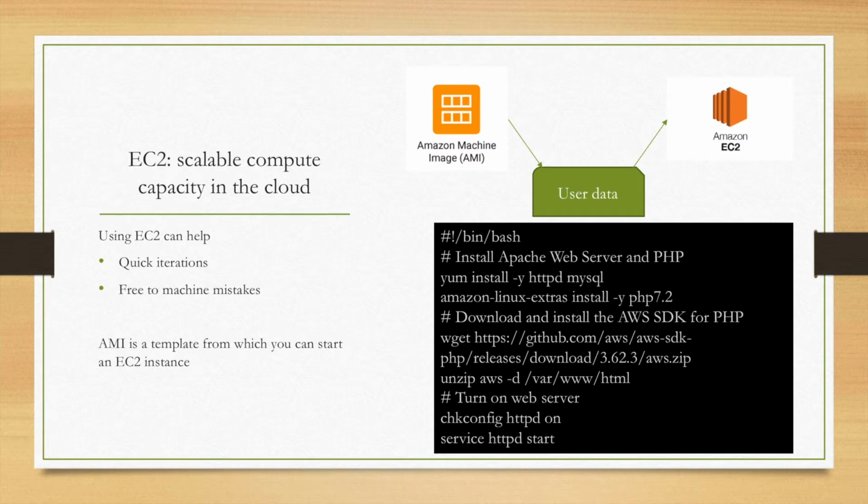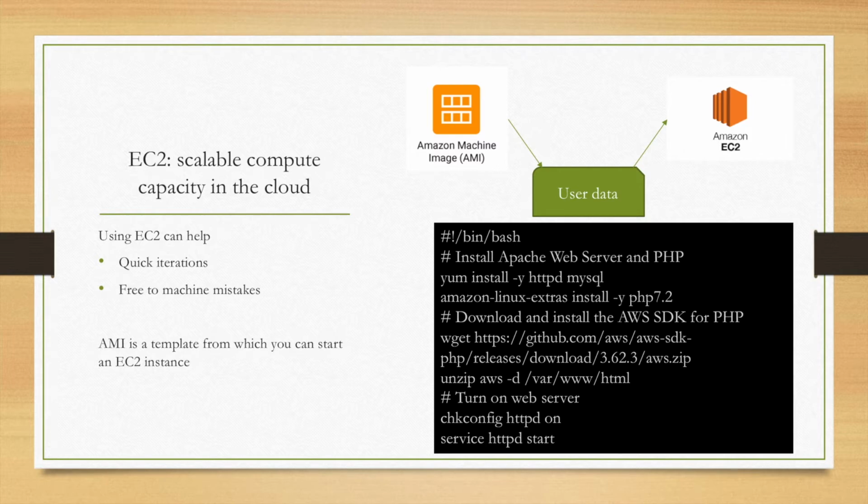An EC2 instance is bootstrapped from the Amazon Machine Image, AMI. An AMI is a template from which you can start an EC2 instance. Using the AMI, you can input your specific user data, and then you start EC2.